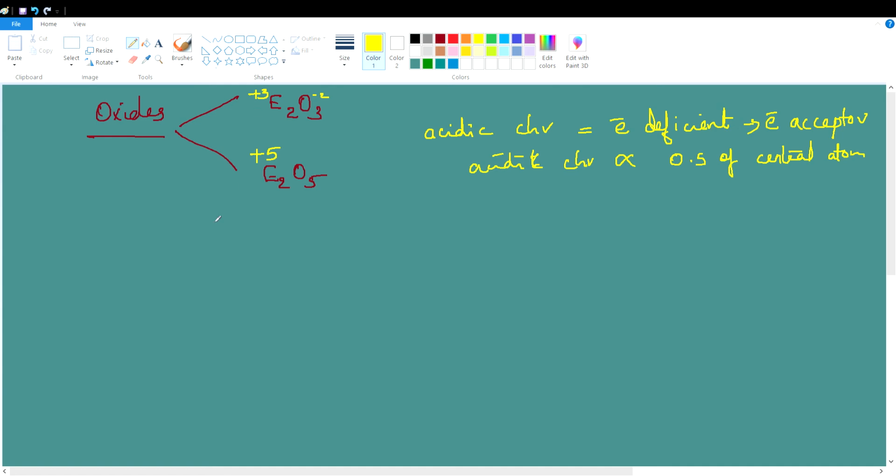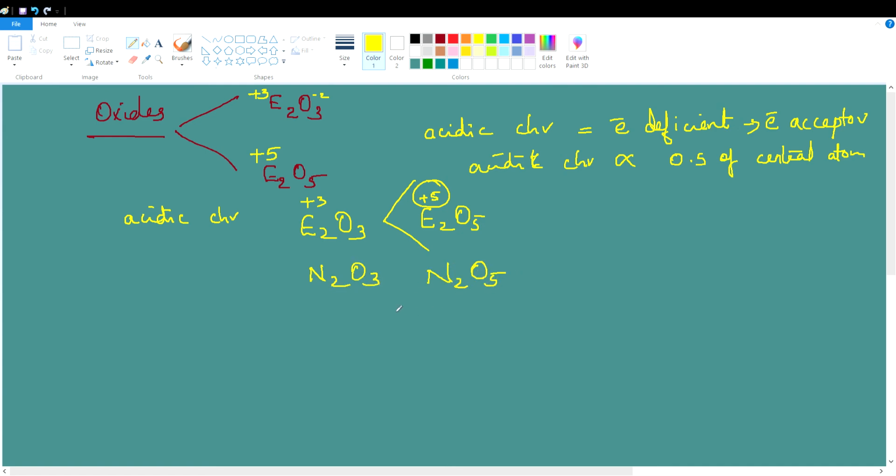That means when we compare the acidic strength of E2O3, trioxide and pentoxide, which will be more acidic? The one having higher oxidation state. Here +5 oxidation state, here +3 oxidation state, means pentoxides are more acidic than trioxides. For example, if you write N2O3, nitrogen trioxide, and N2O5, nitrogen pentoxide, which will be more acidic? N2O5. Because in N2O5, nitrogen is in +5 oxidation state. Here nitrogen is in +3 oxidation state. So as the oxidation state increases, acidic character also increases.